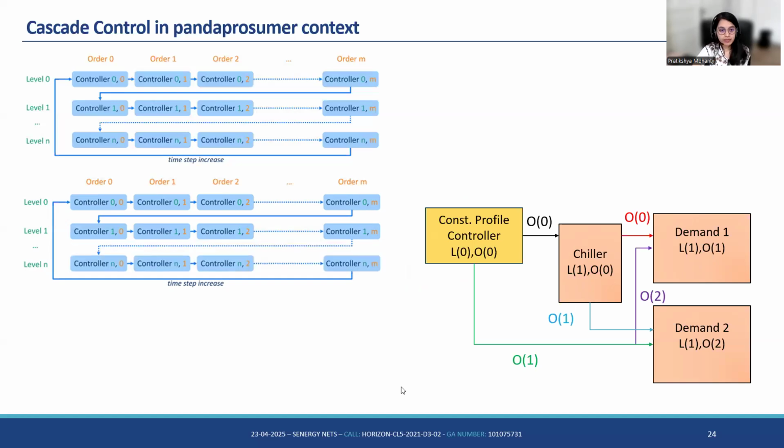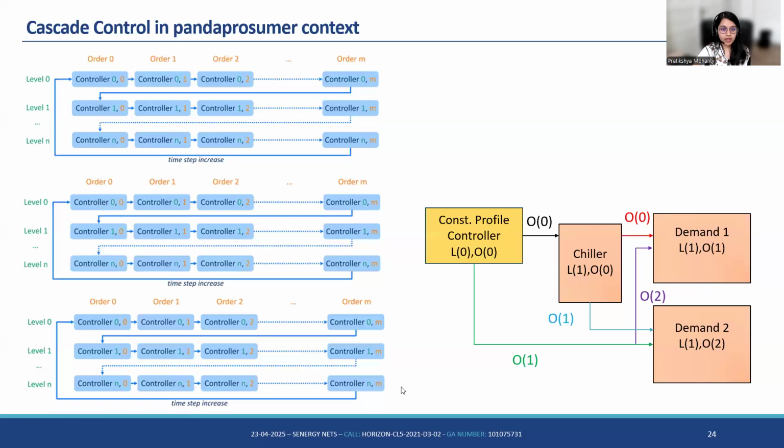Okay. Then what you see on the right is an illustration of what orders and levels look like in a cascade control fashion when a string of controllers are connected to each other.